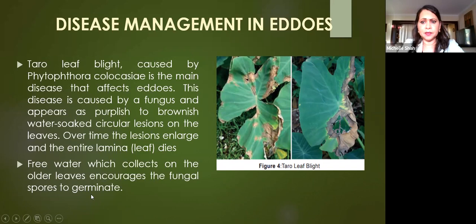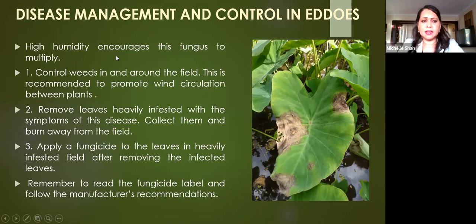Disease management and control. High humidity encourages fungus to multiply. Control weeds in and around the field. This is recommended to promote wind circulation. Remove leaves that are heavily infested with the symptoms of disease. Collect them and burn away from the field. Apply a fungicide to leaves in heavily infested field after removing infected leaves. Always read the fungicide label and follow manufacturer's instructions.